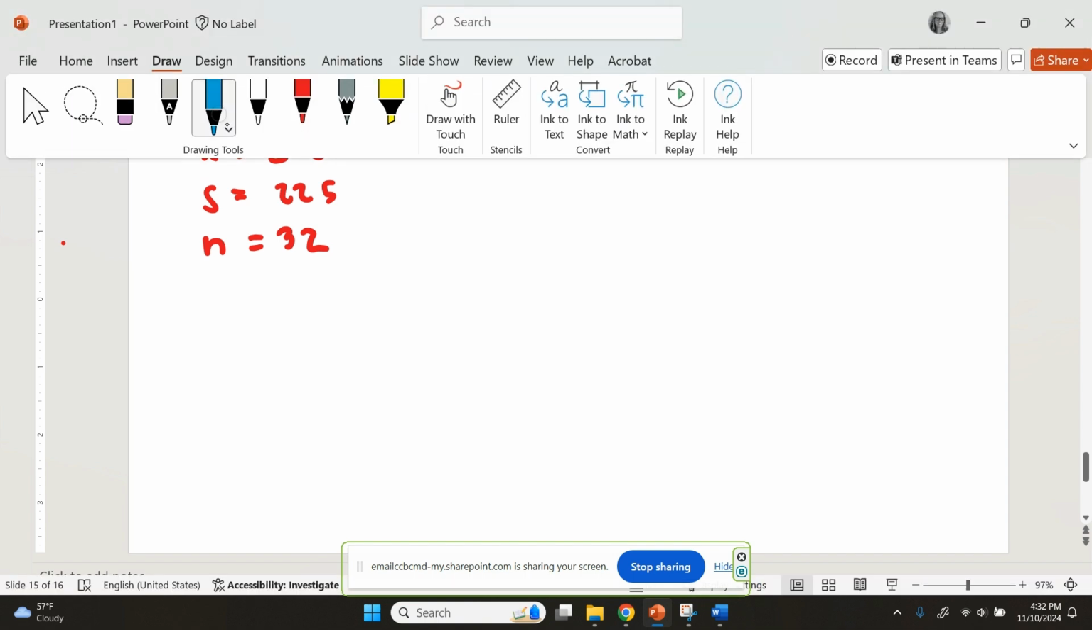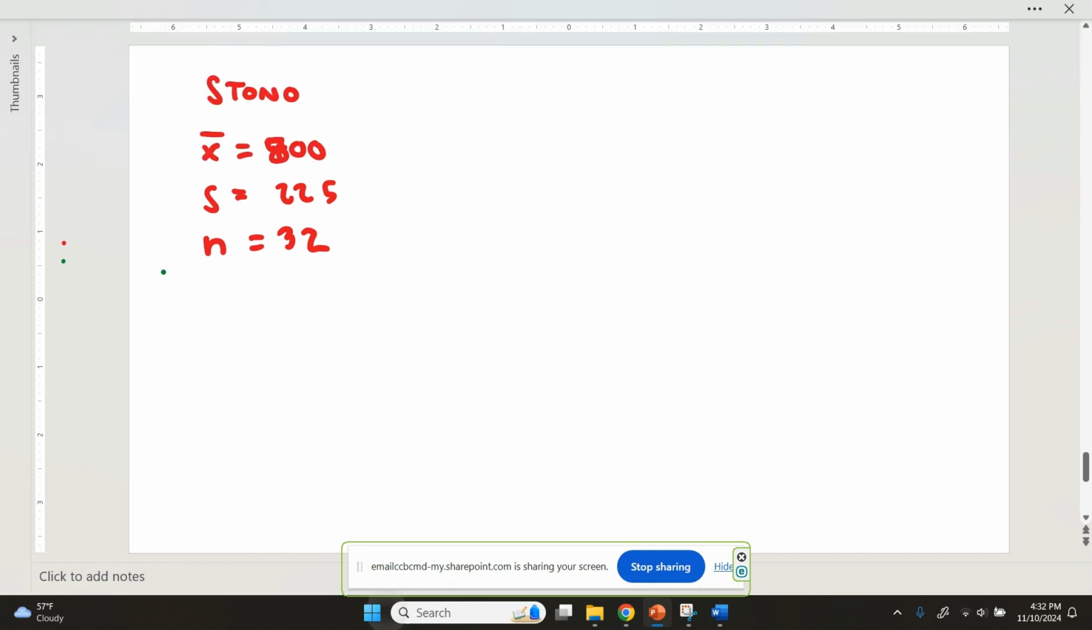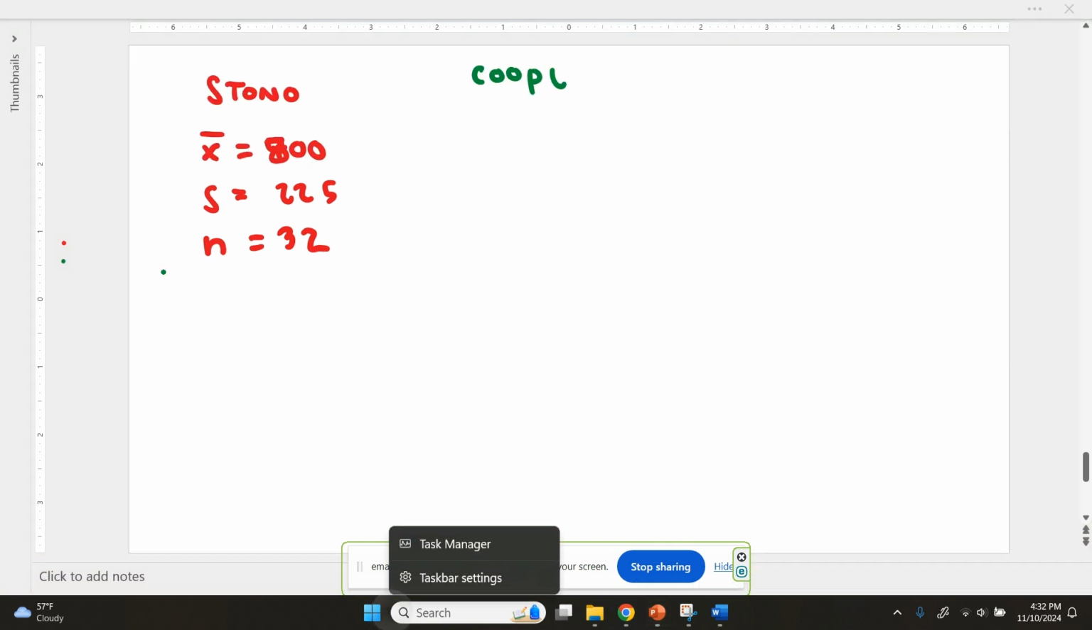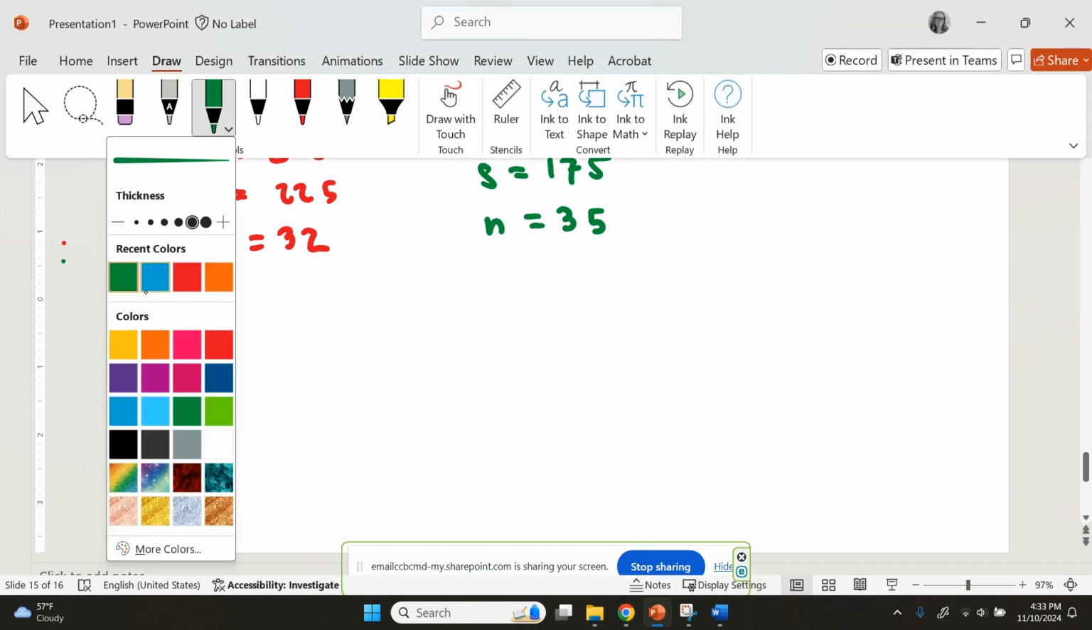Now for the Cooper River, just to stay with the coloring I was using earlier, we had a mean of 700 grams, standard deviation 175, and a sample size of 35. So I'm going to keep that organized. I like to get it out of the paragraph so that it's easy for me to access when I need it. So without further ado, we need to write down our hypothesis statements.